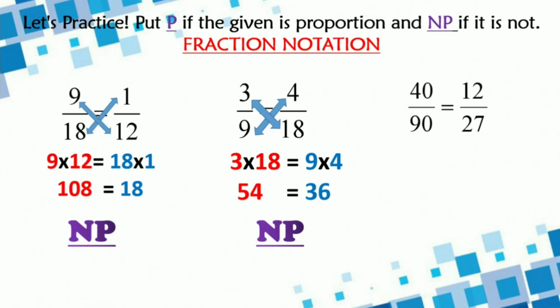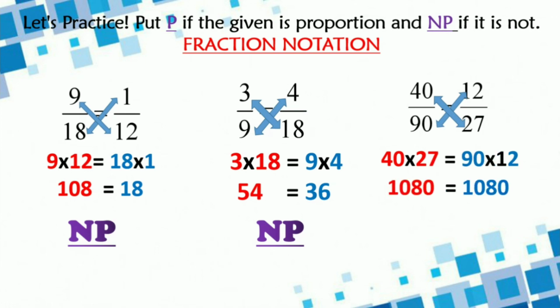Okay, so let's have the last example. We have 40 is to 90 and 12 is to 27. Cross multiply, okay? 40 times 27 and 90 times 12, that will give us 40 times 27 is 1,080. 90 times 12 is 1,080. Okay, since equal sila, therefore these ratios are proportion.